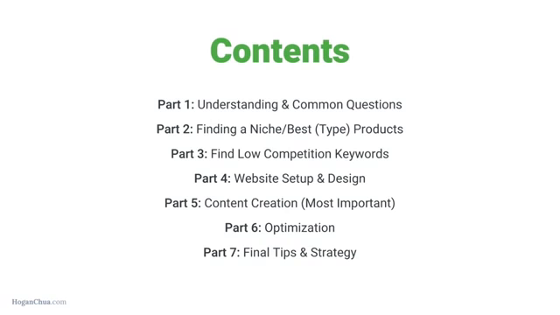Then part 2, we're going to go through finding a niche and finding the best type of products to promote to earn affiliate commissions. Then part 3, we're going to find low competition keywords and also profitable keywords that you can actually target for your website. So don't worry if you're not really sure what I'm talking about right now. I'll go through it in more detail later on.